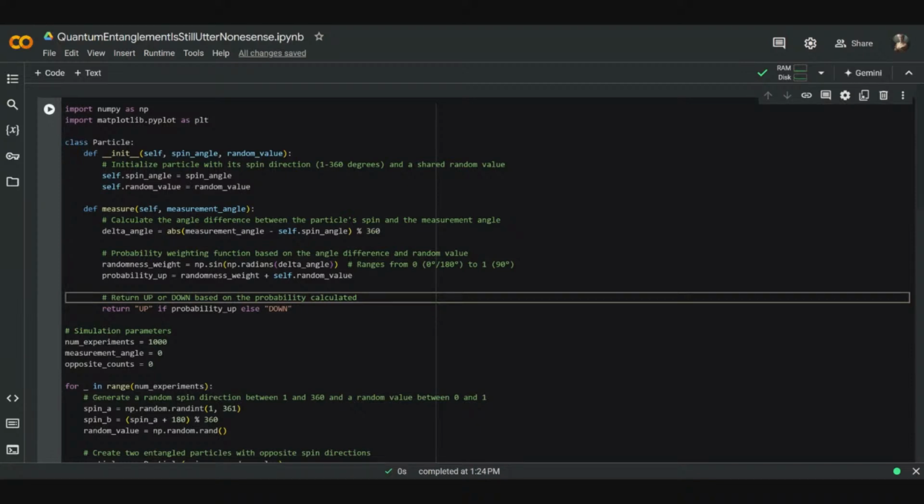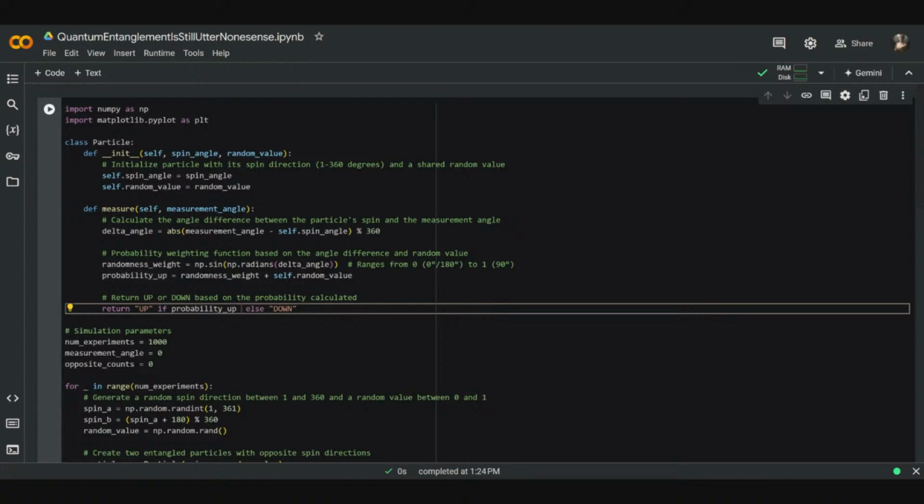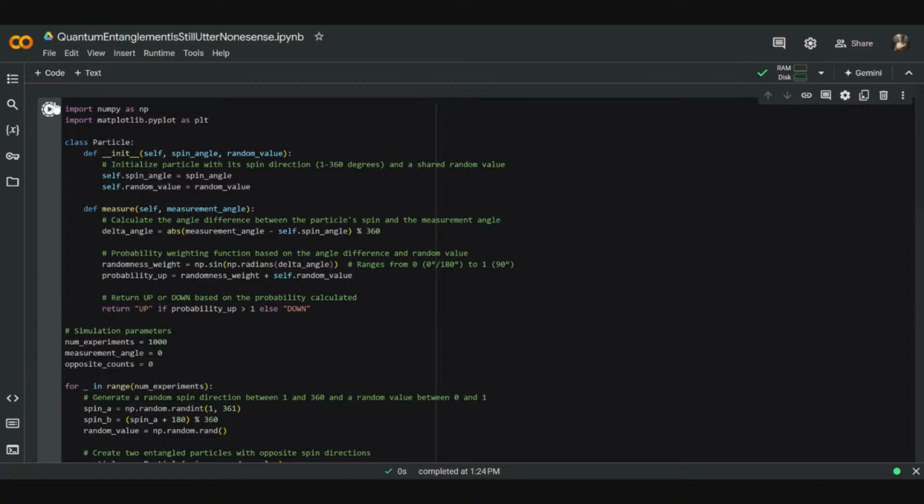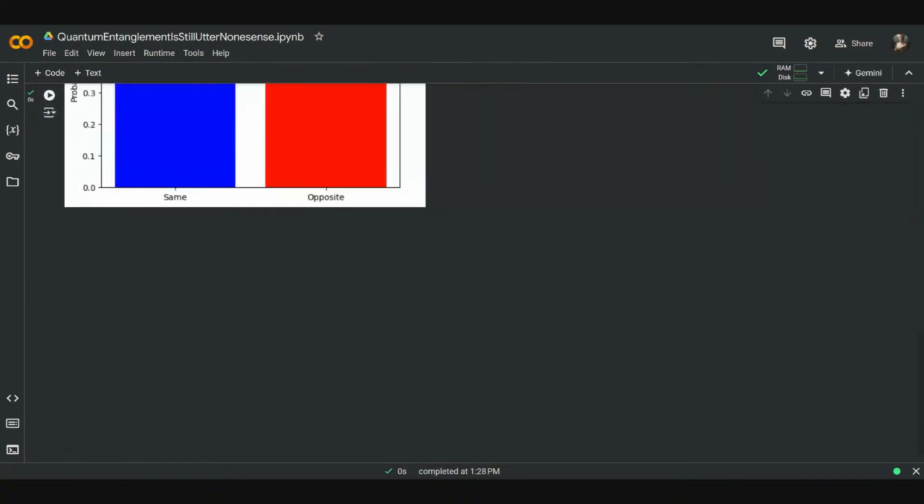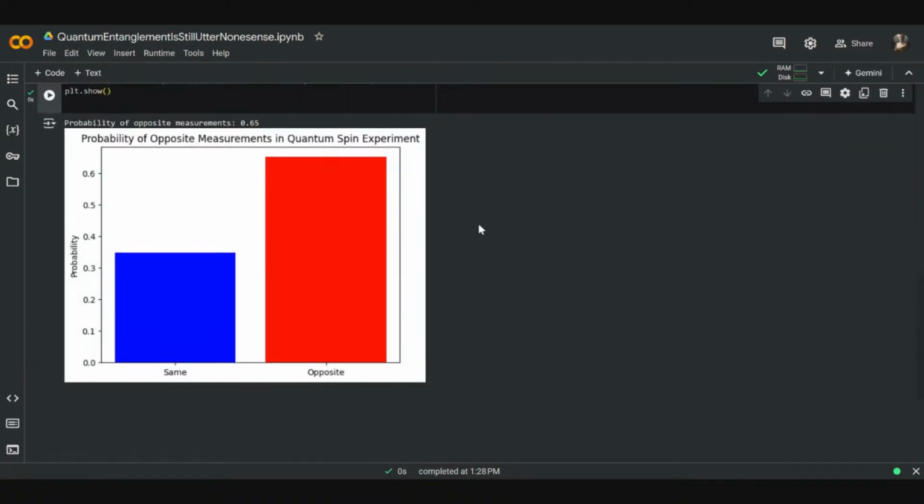Wait a minute, what do you mean if probability up? Probability up is not an if. The question is, together, are they bigger than 1? It's up if probability up is greater than 1. Let's see. Okay, we're getting somewhere.